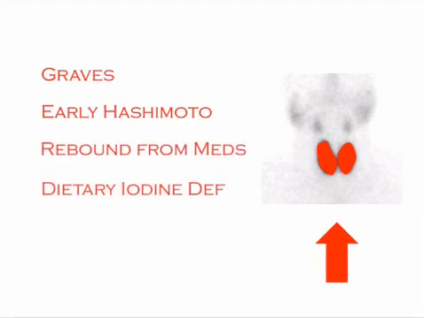So remember them all. So what about some causes of a hot thyroid, or a thyroid that has increased uptake? Graves is the big one to remember. Remember I said that early Hashimoto's can be hot. You can have rebound off of meds. A deficiency in iodine, which is really going to be your person from Africa. But this is your poster boy, Graves. Increased uptake is going to be Graves.